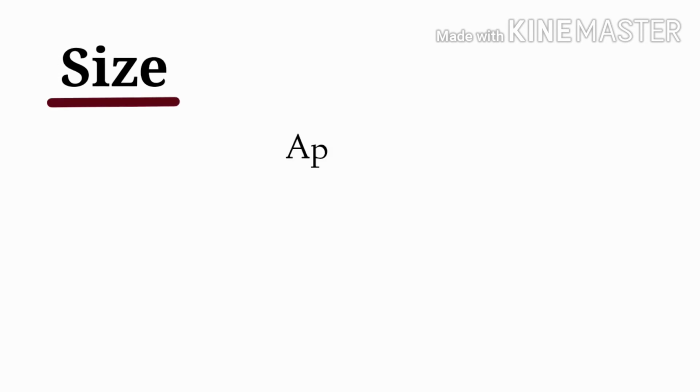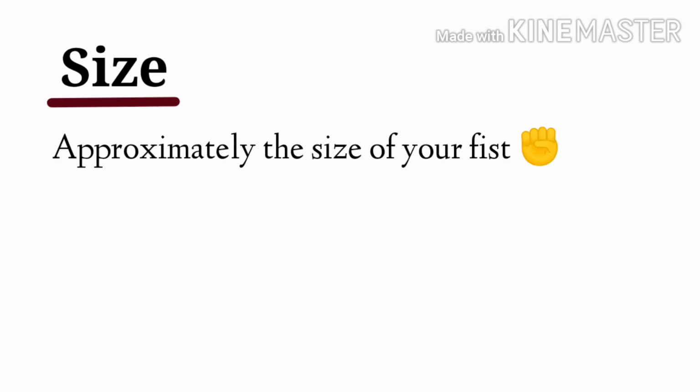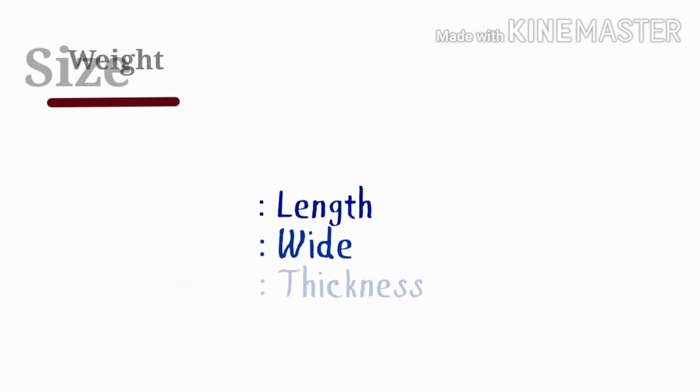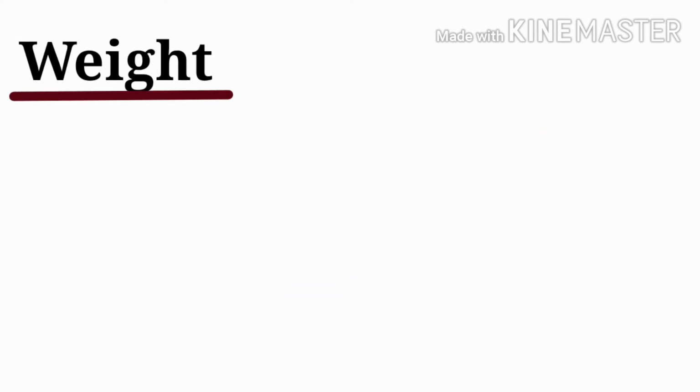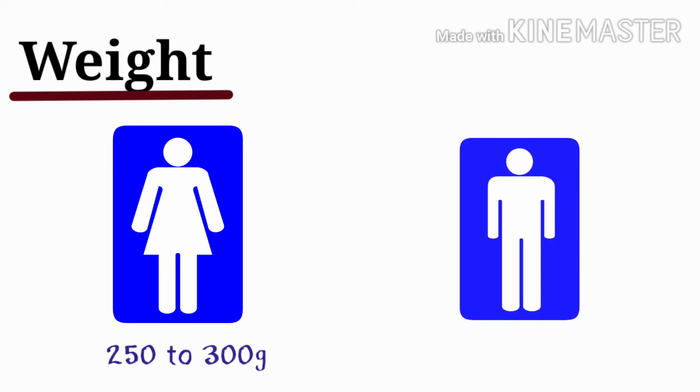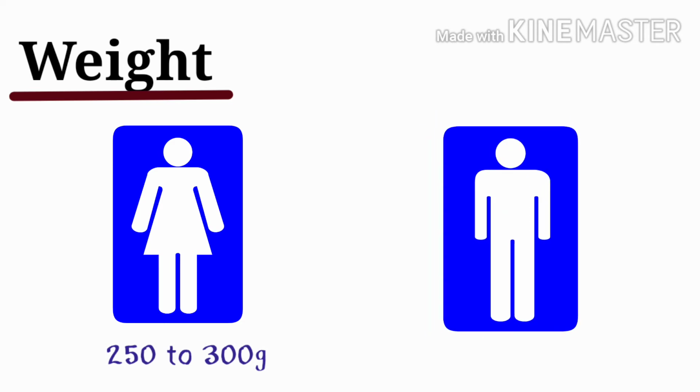A typical heart is approximately the size of your fist, that is 12 cm or 5 inches in length, 8 cm or 3.5 inches wide, and 6 cm or 2.5 inches in thickness. Given the size difference between most members of the sexes, the weight of a female heart is approximately 250 to 300 grams and that of a male heart is approximately 300 to 350 grams.